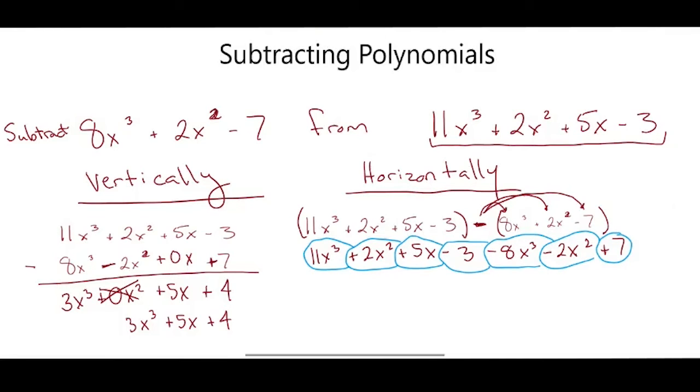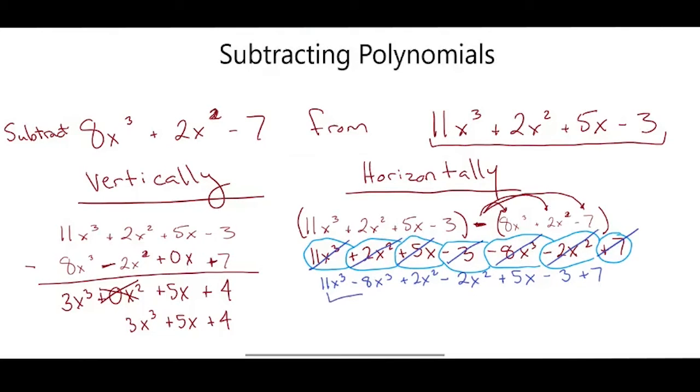And now we're going to rewrite it collecting like terms, okay? So I have my 11x to the third, and the other x to the third term is a minus 8x to the third. So I'll cross that off. Now I'm looking for my x to the second terms. So I have a plus 2x to the second, and I'll cross that off. Then I have a minus 2x to the second, and I'll cross that off. I have a plus 5x. Then I have a minus 3 and a plus 7.